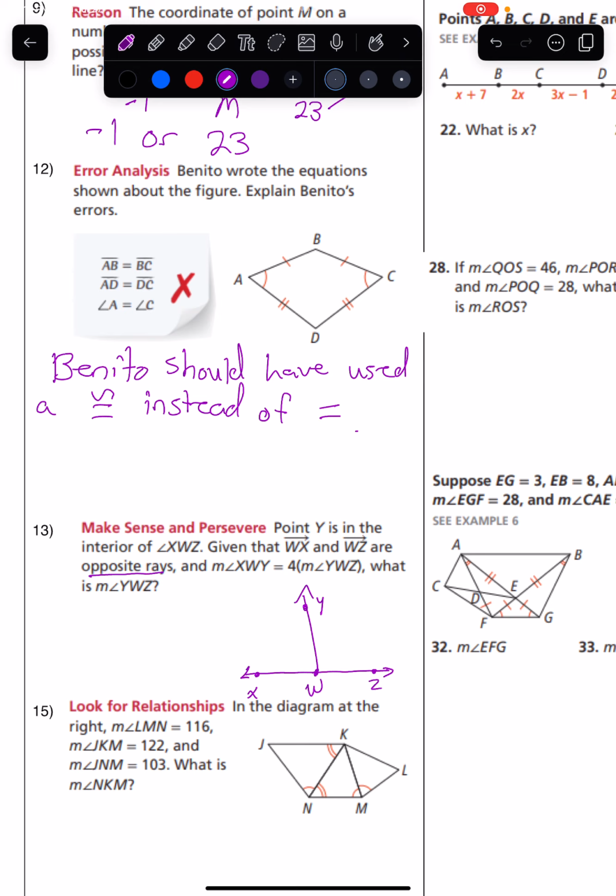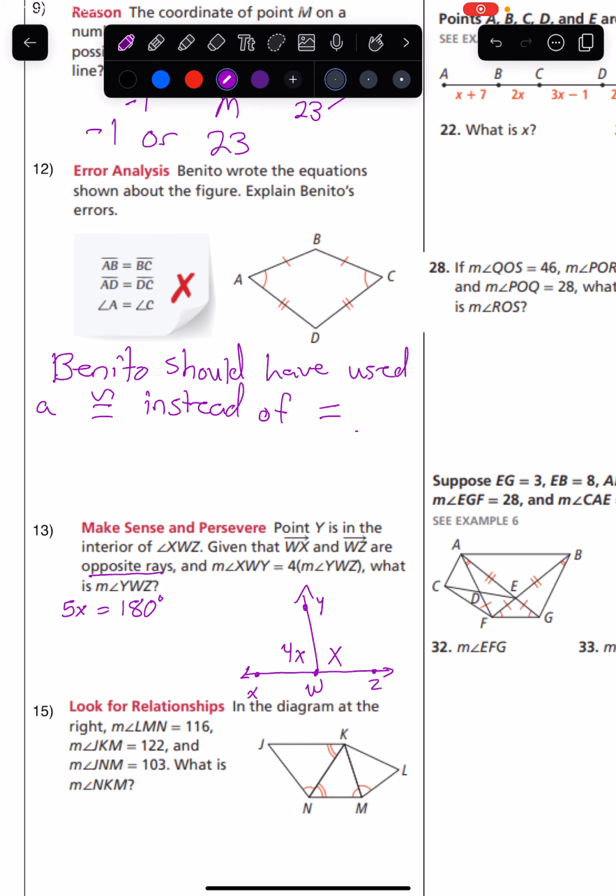Then we'll make angle YWZ x. It's the smaller angle. And angle XWY is 4x, because it's 4 times as big. So if I'm going to write the equation to figure out how big these angles are, I know that an opposite ray is going to be 180 degrees, which means that 4x plus x, or 5x, equals 180 degrees.